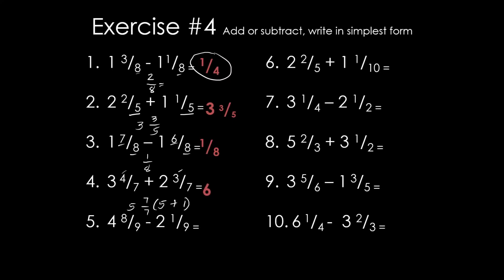Next, 4 and 8 over 9 minus 2 and 1 over 9. Okay, let's treat it separately. Si 8 over 9 at si 1 over 9 ay merong magkamukhang denominator. So that means pwede natin isubtract agad si 8 kay 1. 8 minus 1 is 7 over 9. 4 minus 2 is 2. Ayan. So the final answer is 2 and 7 over 9.